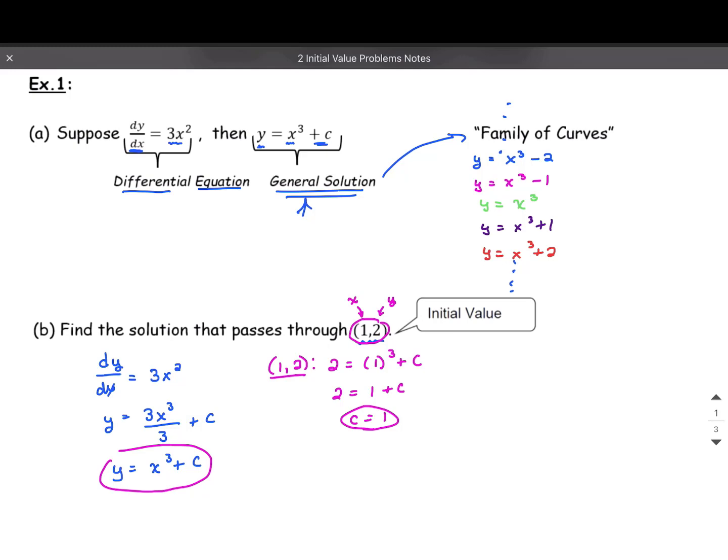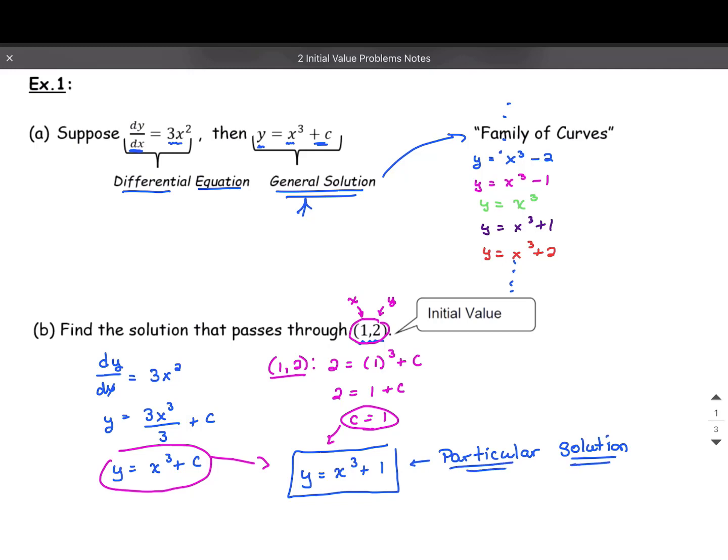Now, this is not your answer. We have to put these both together to tell me that y equals x cubed plus 1. This is the particular solution to our problem. This is the particular solution because not only does this solution satisfy the differential equation, it is the only one that also passes through the point (1, 2). Okay, so that's how it works.